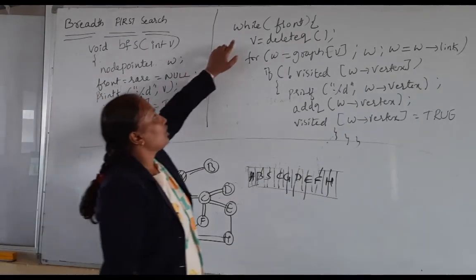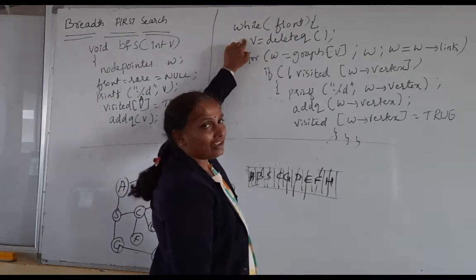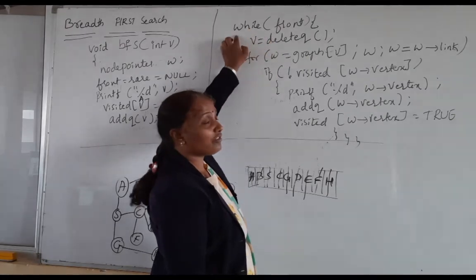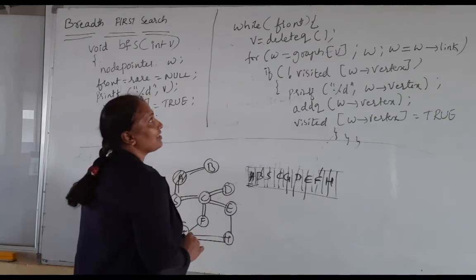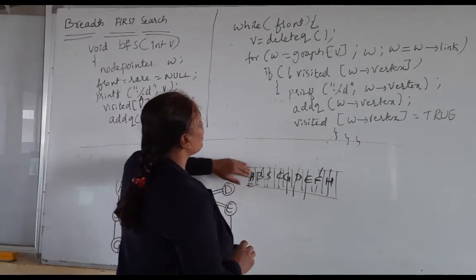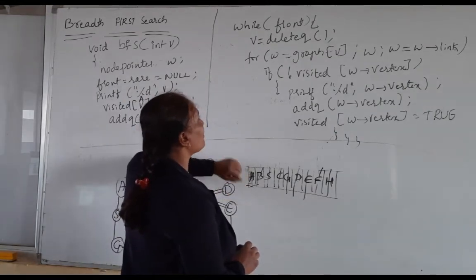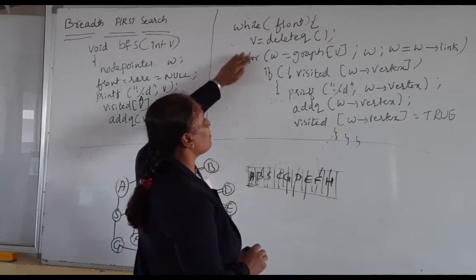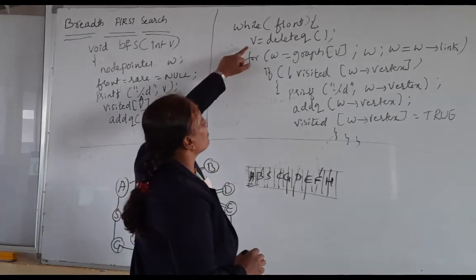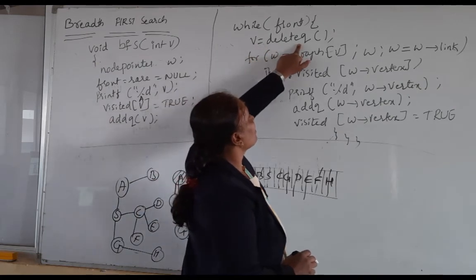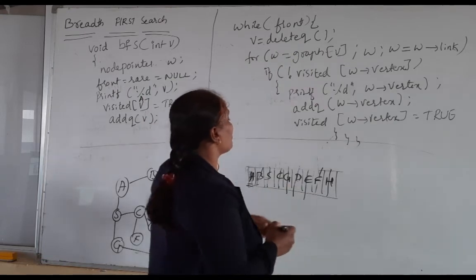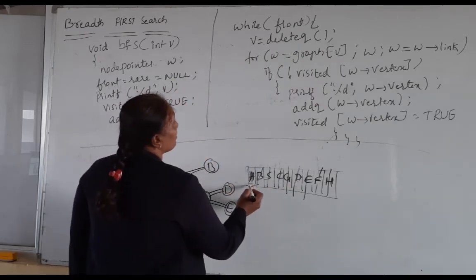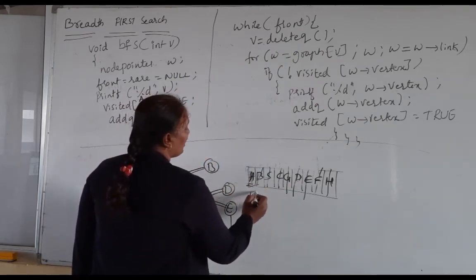After that, we are going to execute the while loop. So what is the argument for this while loop? The front of the queue. So what is the front here? It is A. So until you get values in the front of the queue, you are going to repeat these steps. So V equal to delete from the queue. So what are you going to delete? The A, that is the V value here, deleted from the queue.